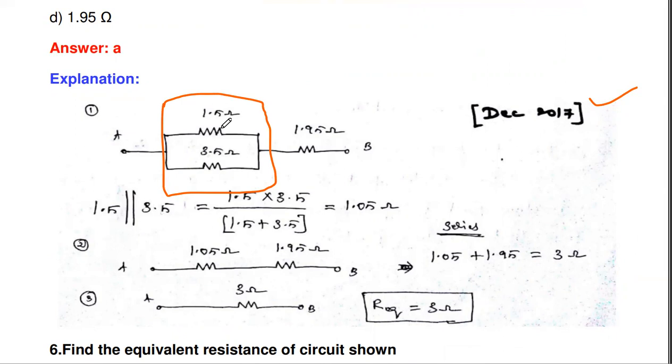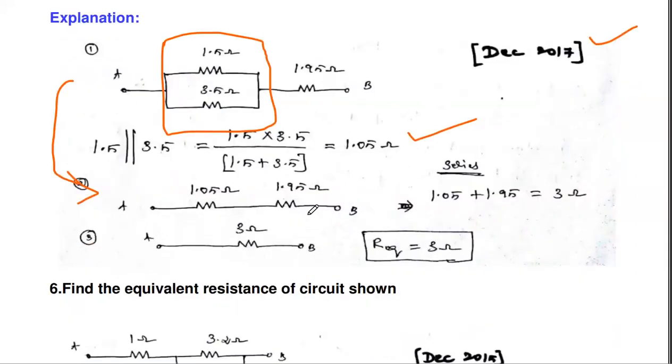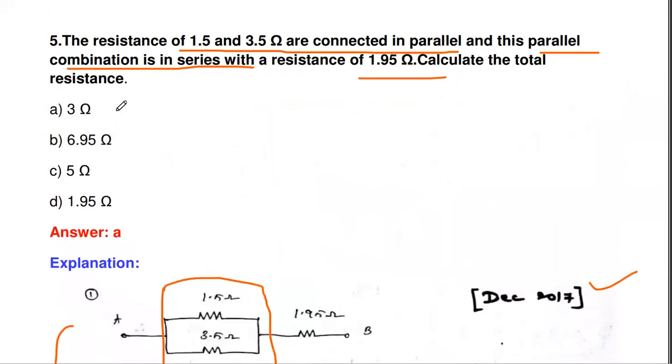So how to find when two resistances are in parallel? You just multiply those two values and divide by their sum. So 1.5, 3.5, you multiply and divide by 1.5 plus 3.5. So you may get 1.05. Then this circuit is simplified like this: 1.05 in series with 1.95. Now you see these two elements are in which combination? Series. So you just add. So the answer is 3 ohms. So the equivalent resistance is 3 ohms.